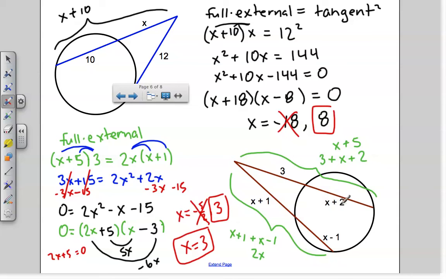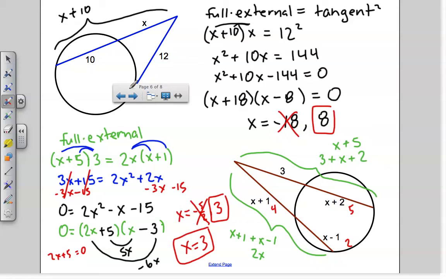So this length 3 plus 2 would be 5. 3 plus 1, this would be 4. 3 minus 1, this would be 2. Are the full times externals equal? The full thing here would be 8 times 3 is 24. Full thing here would be 6 times 4 is also 24.